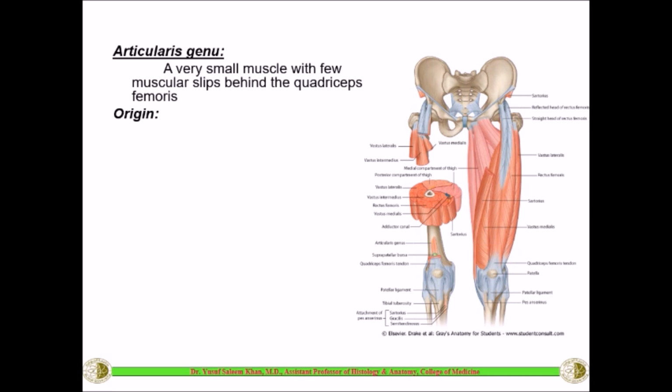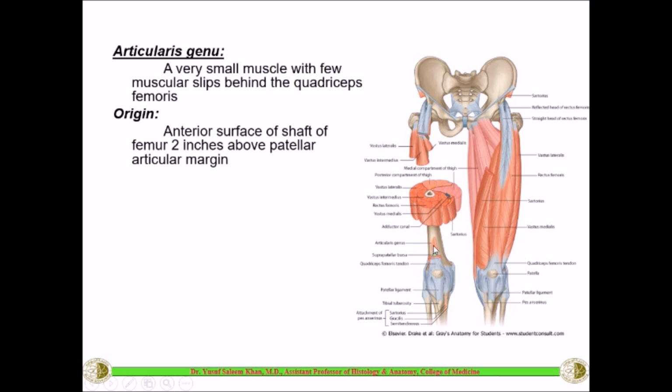Now coming after the quadriceps femoris, the last muscle is called the articularis genu. It is a very small muscle with a few muscular slips behind the quadriceps femoris. If you see here in this picture, this is the small muscle present in the lower 1/4 of the shaft of the femur. This is the quadriceps femoris, a big muscle with 4 heads, and this is the small muscle.